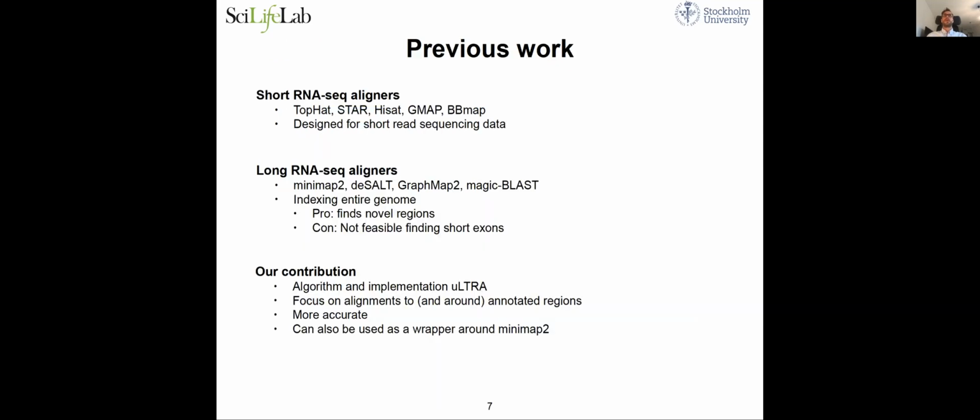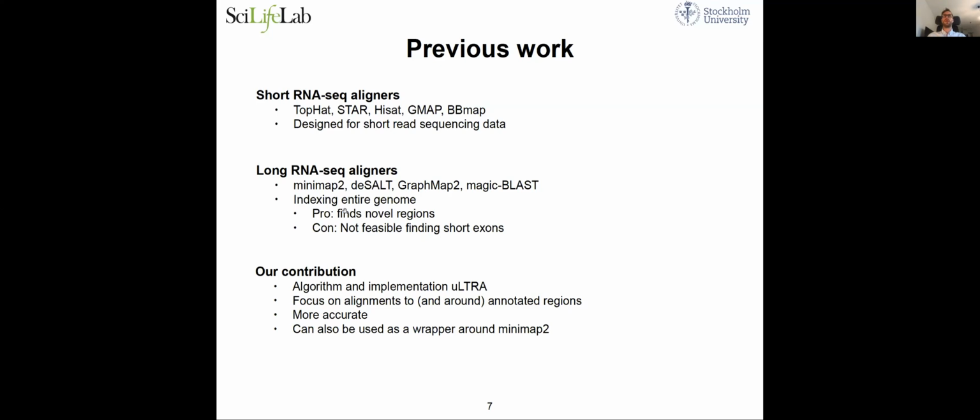There is a lot of previous work on splice alignment. We have many short read aligners. We also have several long read aligners at this point, where Minimap2 and deSALT are two of the more popular ones. Many of these aligners focus on aligning the reads to the entire genome, which is of course great. You can find novel genes, but you do have to make some trade-off in the seed length or the index that you maintain in order for this to become practically feasible.